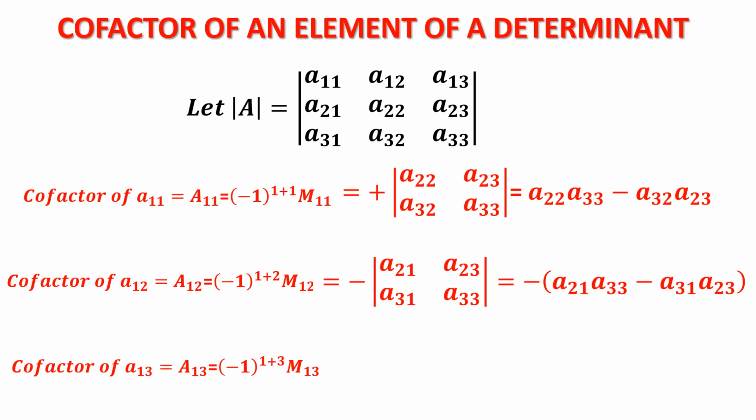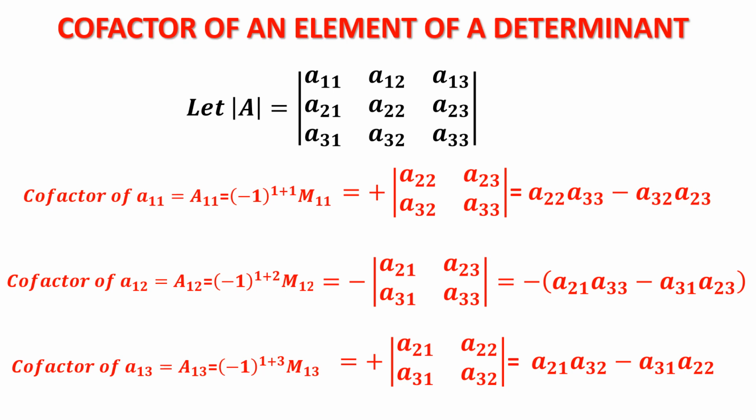The cofactor of A13 is capital A13, which is (-1) to the power 1 plus 3, and 1 plus 3 is even, so it is positive, times M13. Therefore, you got it. How? It is obtained by removing the first row and the third column, and it will be a positive one. Now you know how to evaluate it. Plus, minus, alternately, you will be getting it.